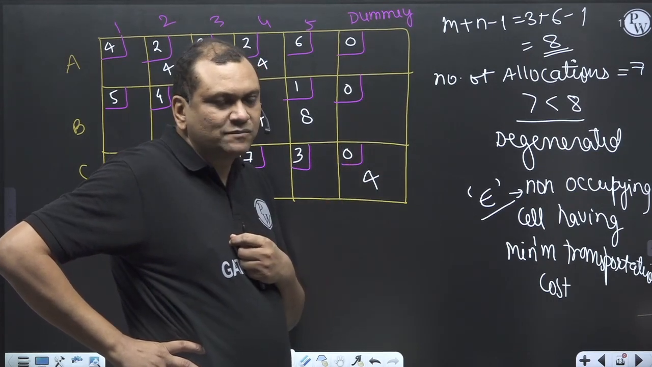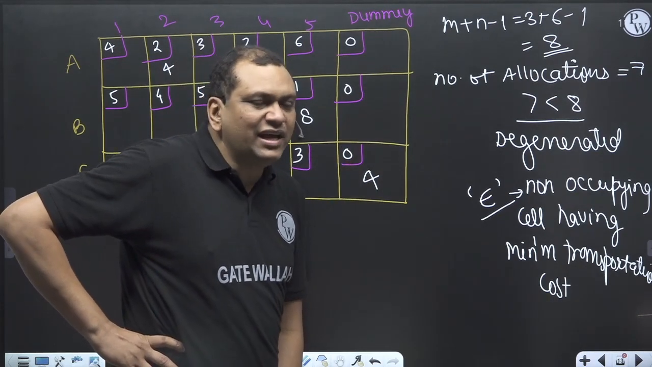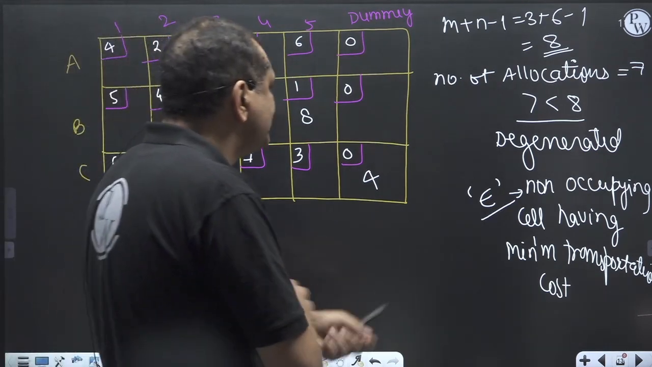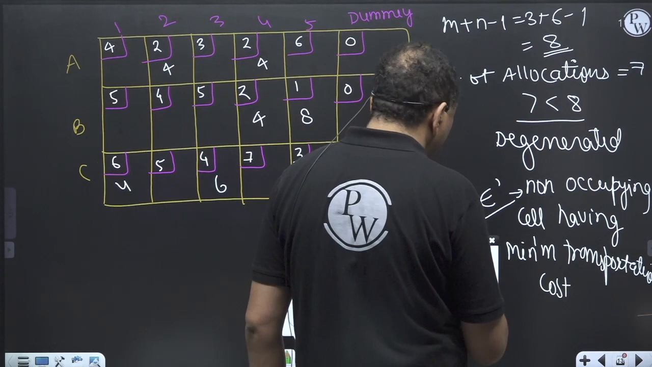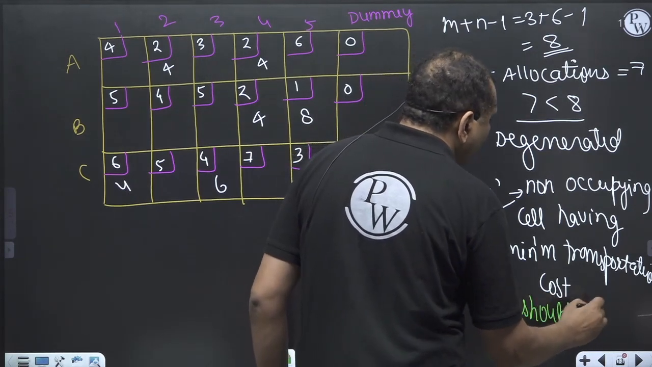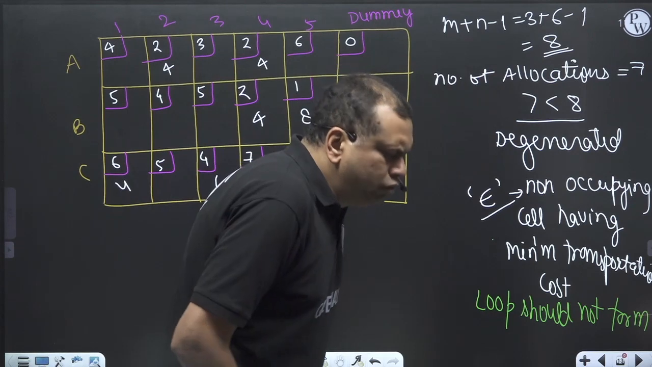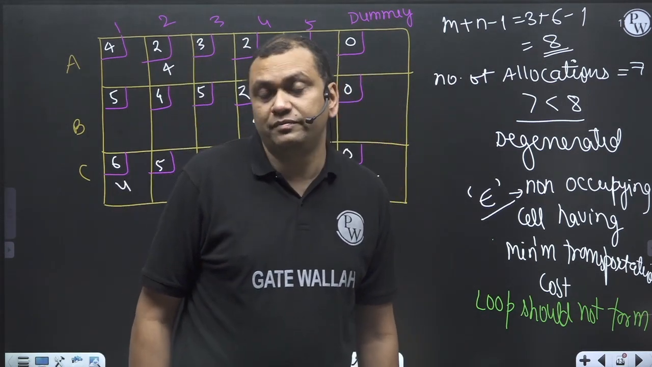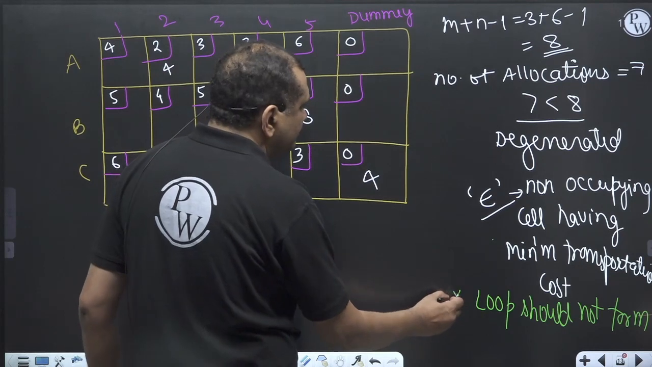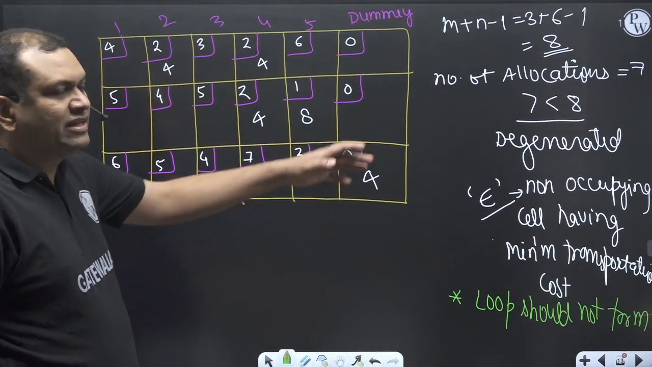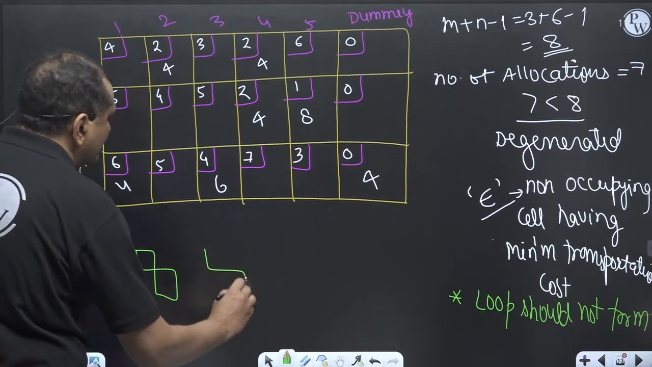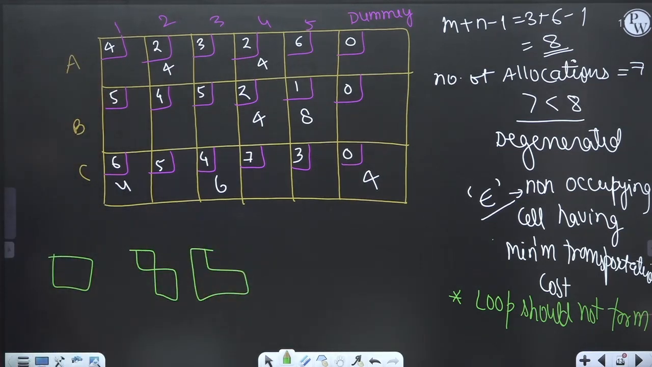Point number 2, while allocating epsilon, loop should not form. Okay? Loop should not form. Like that type of loop, either this, or like this. Any type of loop should not form.